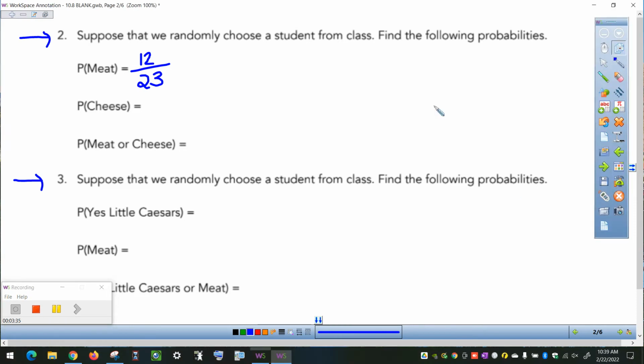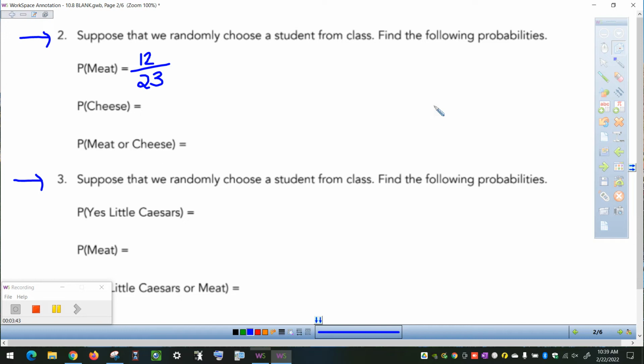All right, so we're going to start to go through these together. And I have some good questions come up. There's some interesting things that are happening here in number 3. But let's take a look here at just finishing number 2. So if we thought the probability that the student preferred meat was 12 out of 23, would someone be willing to share out what was the probability that a student prefers cheese?